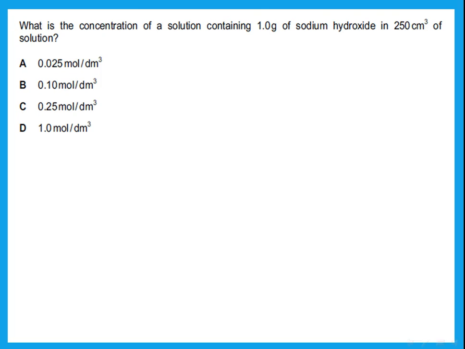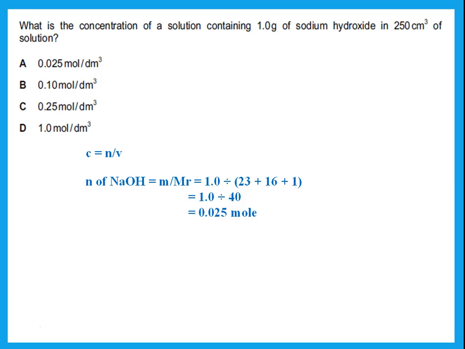What is the concentration of a solution containing 1 gram of sodium hydroxide in 250 centimeter cubed of solution? Okay, he wants concentration, and I know that concentration is number of moles over volume. So I need to get the number of moles first before I can get concentration. Now, what is he telling me about sodium hydroxide? He's giving it in mass, 1 gram. So I need number of moles is mass over molecular mass. The mass is 1 over the molecular mass of sodium hydroxide, and that comes out to be 0.025 mole. So I have 0.025 mole.